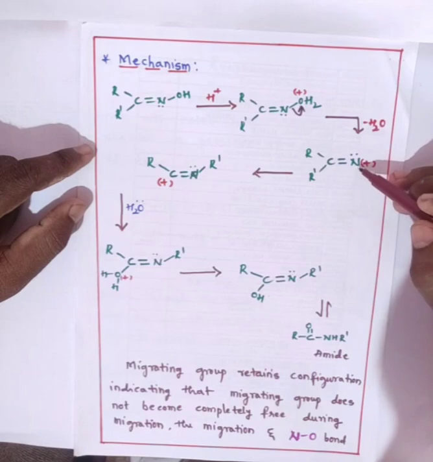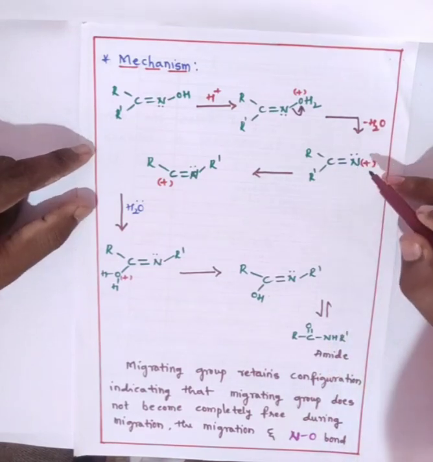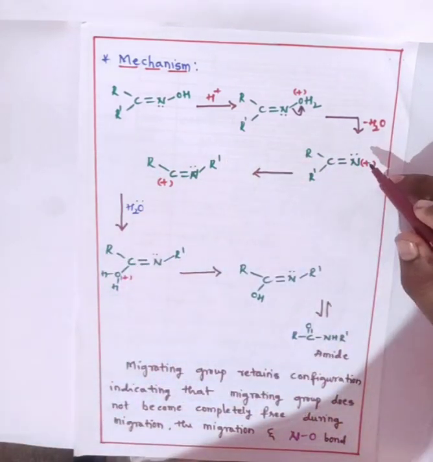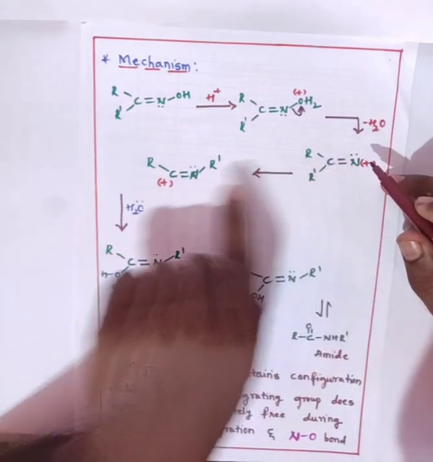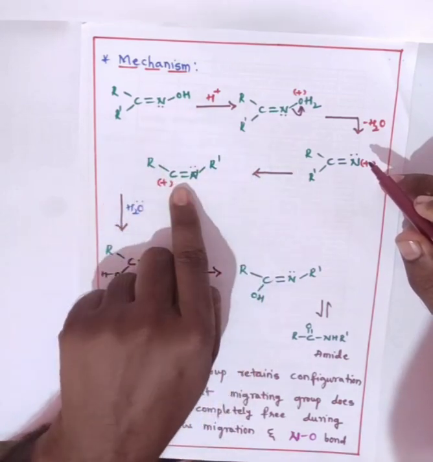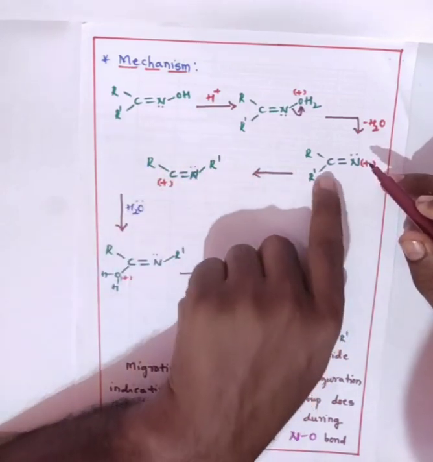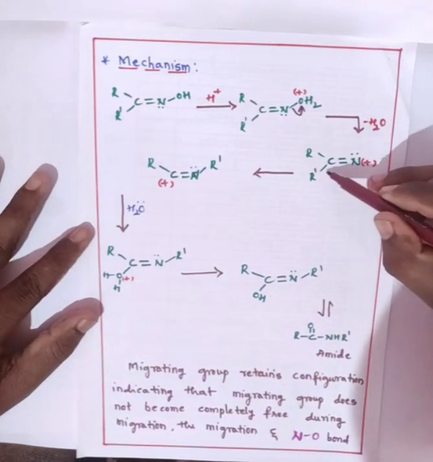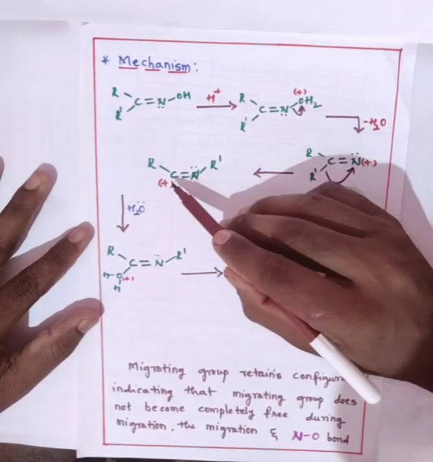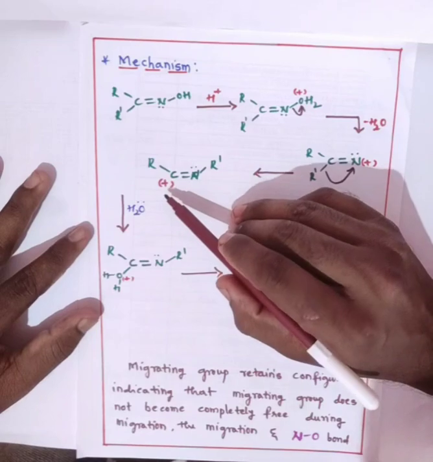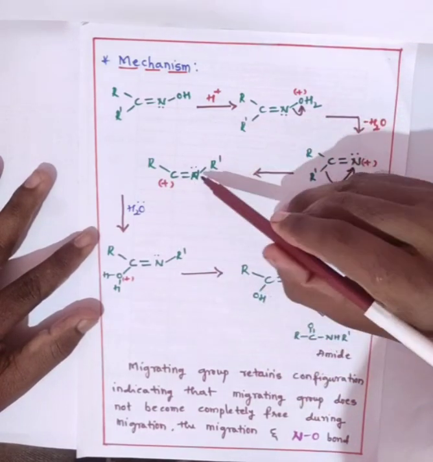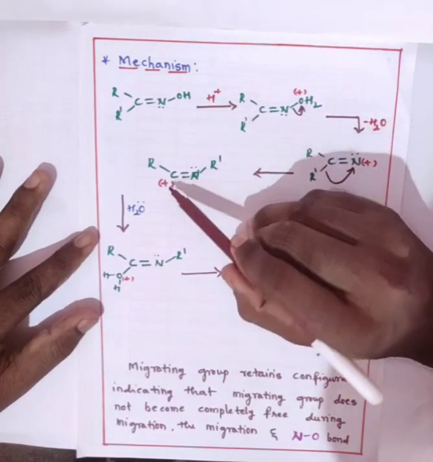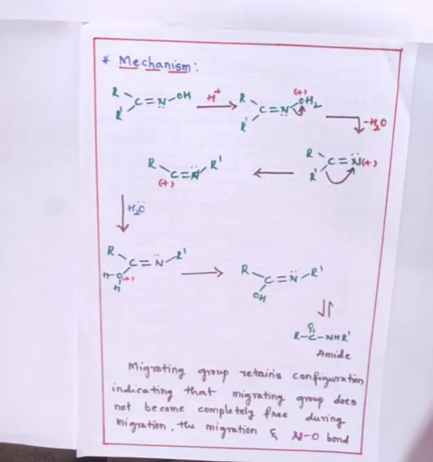Here this nitrogen is an electron deficient center. At this position the migration of the group from the carbon atom takes place. In the next step, after the R group migrates to the nitrogen, the carbon gets the positive charge because R migrates with its bonding electrons towards the nitrogen. A positively charged carbon is called a carbocation.